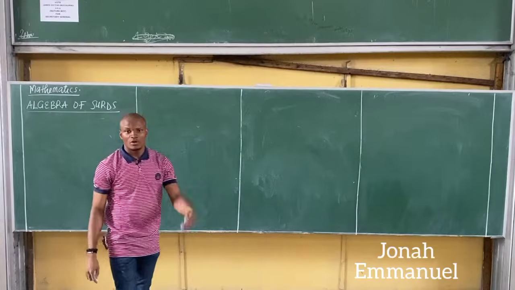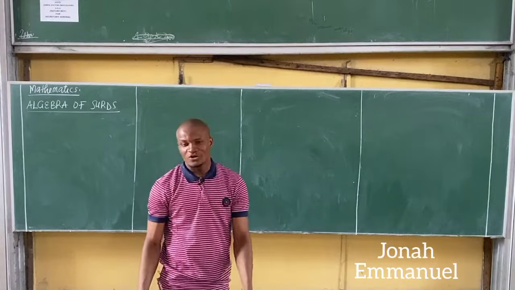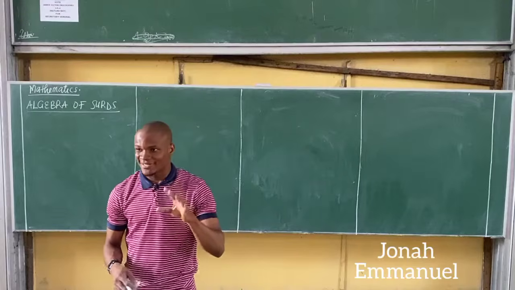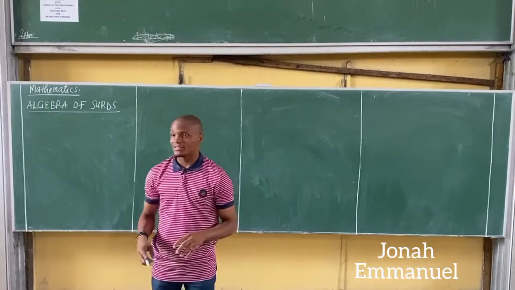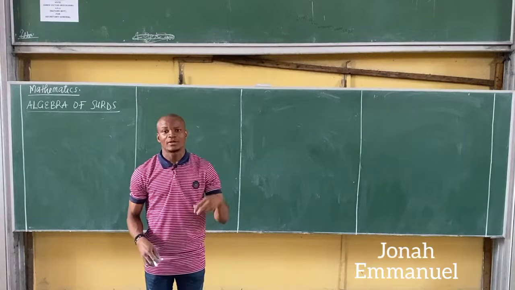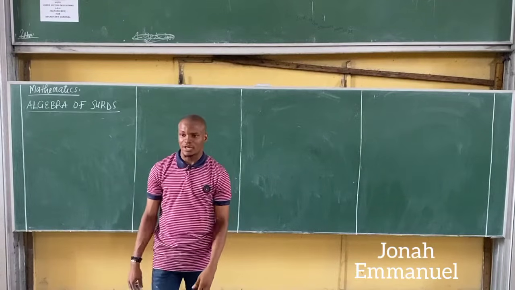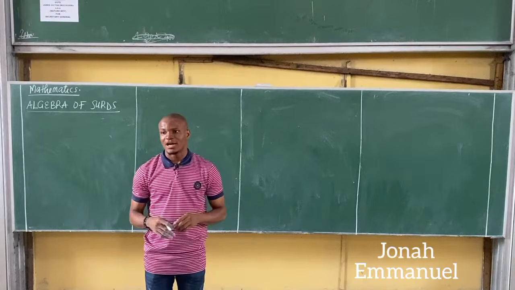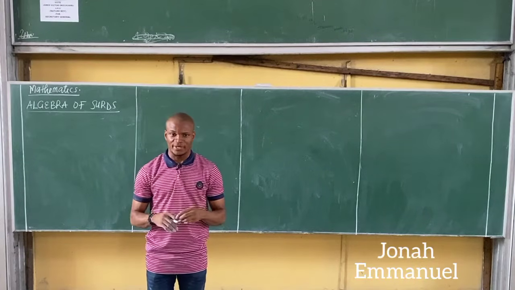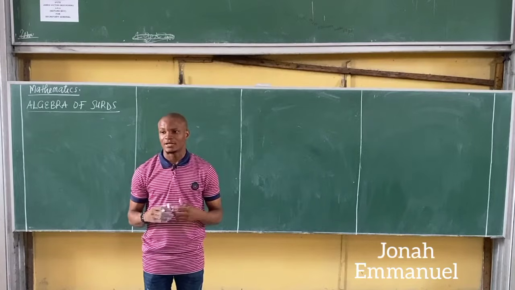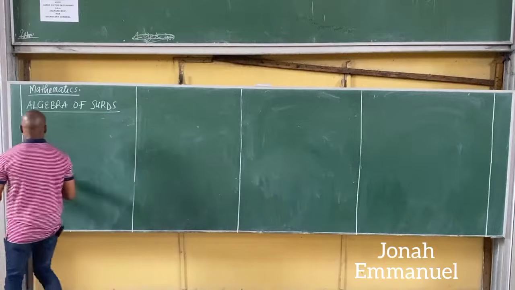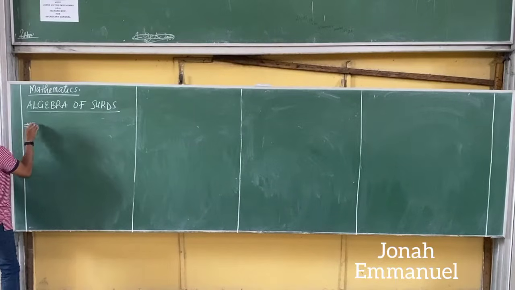Alright, let's do algebra of surds. When we say algebra, basically, 4 things come to mind, right? What's that? Addition, subtraction, multiplication, and division. So when we say algebra of surds, I'll do the addition of surds, its subtraction, its multiplication, and finally, its division. Let's combine the first two, addition and subtraction of surds.